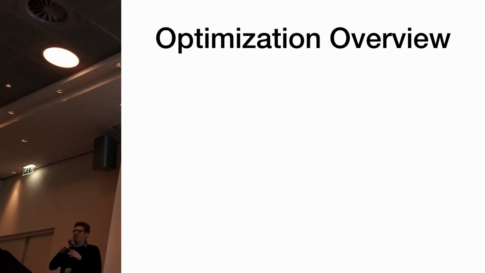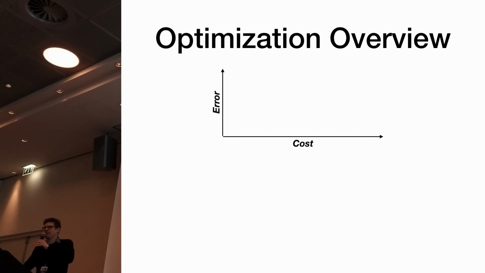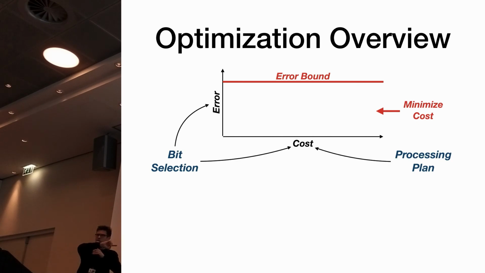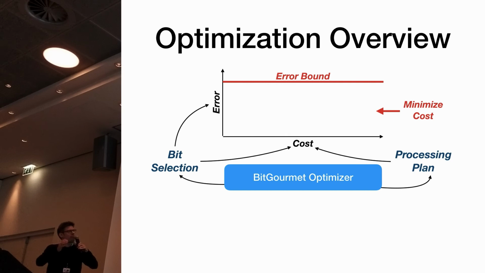Now, let's discuss a little bit about the optimizer. We are considering two metrics during optimization, the processing cost and the approximation error. And our goal is to minimize processing cost for constraints on the output error. In order to tune that, we consider two parameters, which is the set of bits that we will process, as well as the way in which we will process them, including dynamically inserted data transformations. Now, the dependencies between those parameters are highly non-trivial.